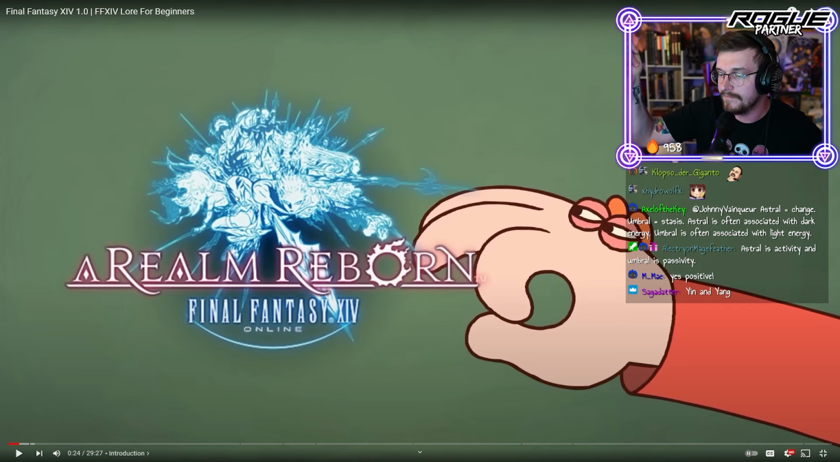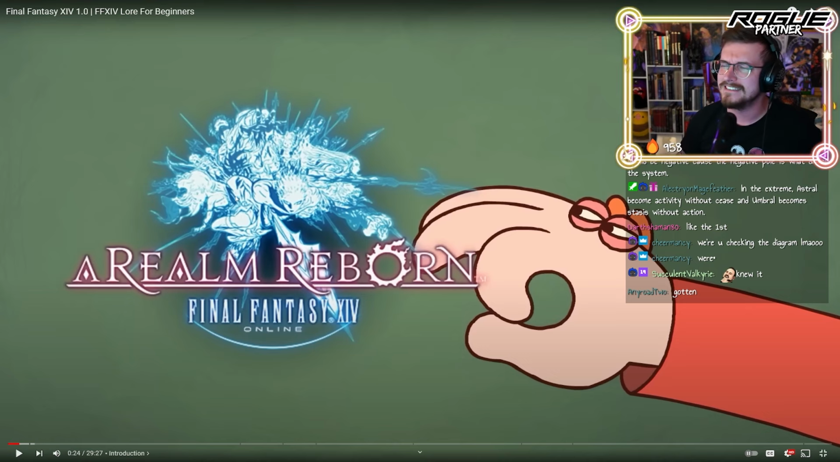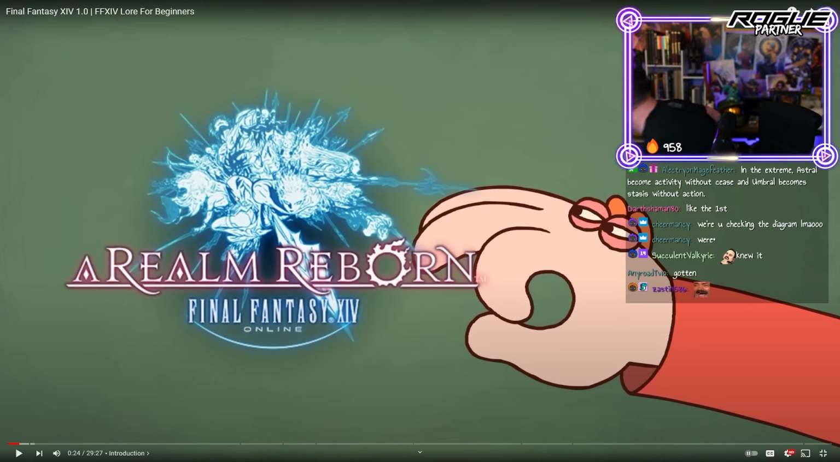Were you checking the diagram? Yes. I have it on the wall. It's right there. But what's messing me up is I can't remember if my poster is post Shadowbringers or not. So I can't remember if it's right. I'm looking at it, and I don't know.